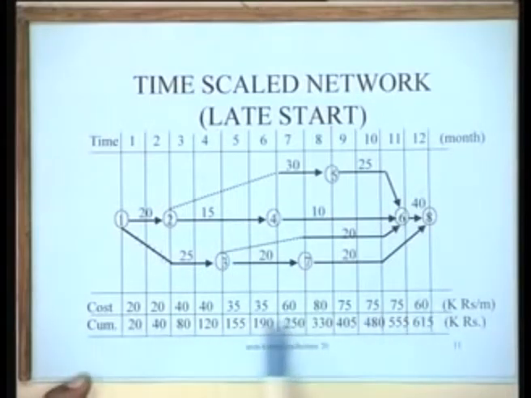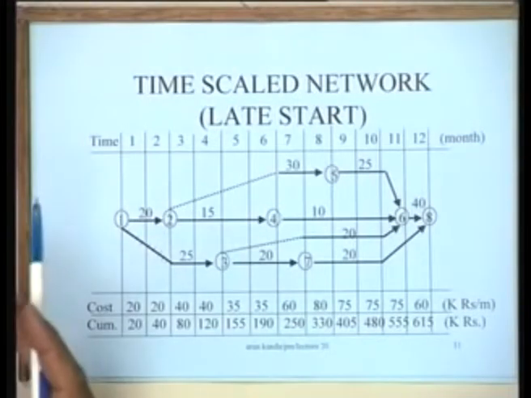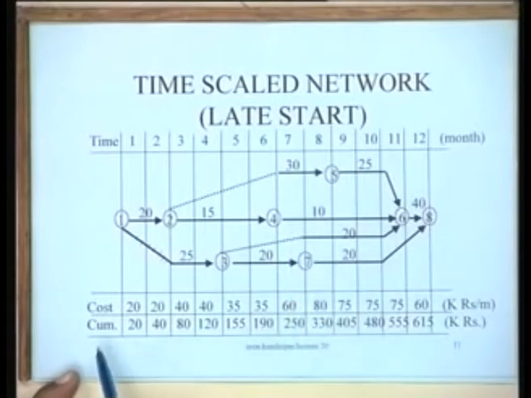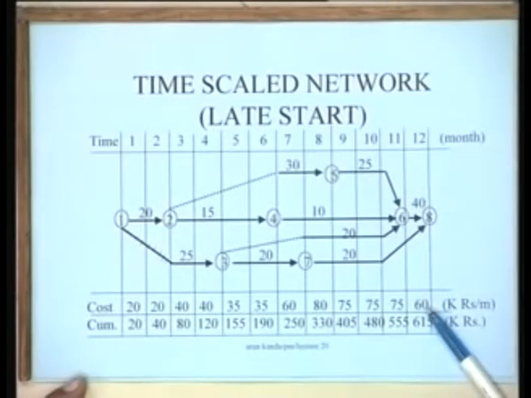So what you find is that when you look at the late start schedule, the expenditure is shifted to the right as far as possible, though of course the total expenditure is the same, 615,000 rupees. You see, the difference is only in terms of how you incur the expenditure.